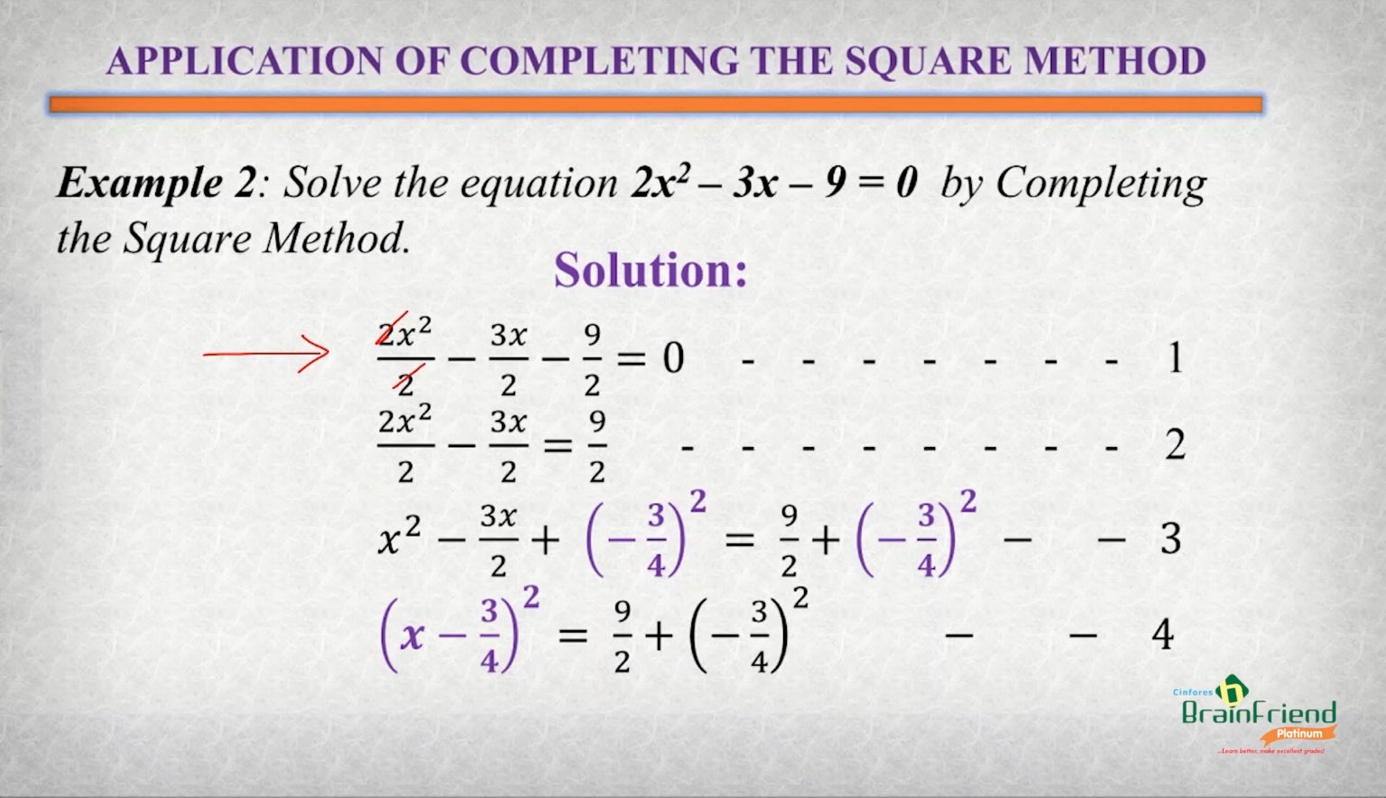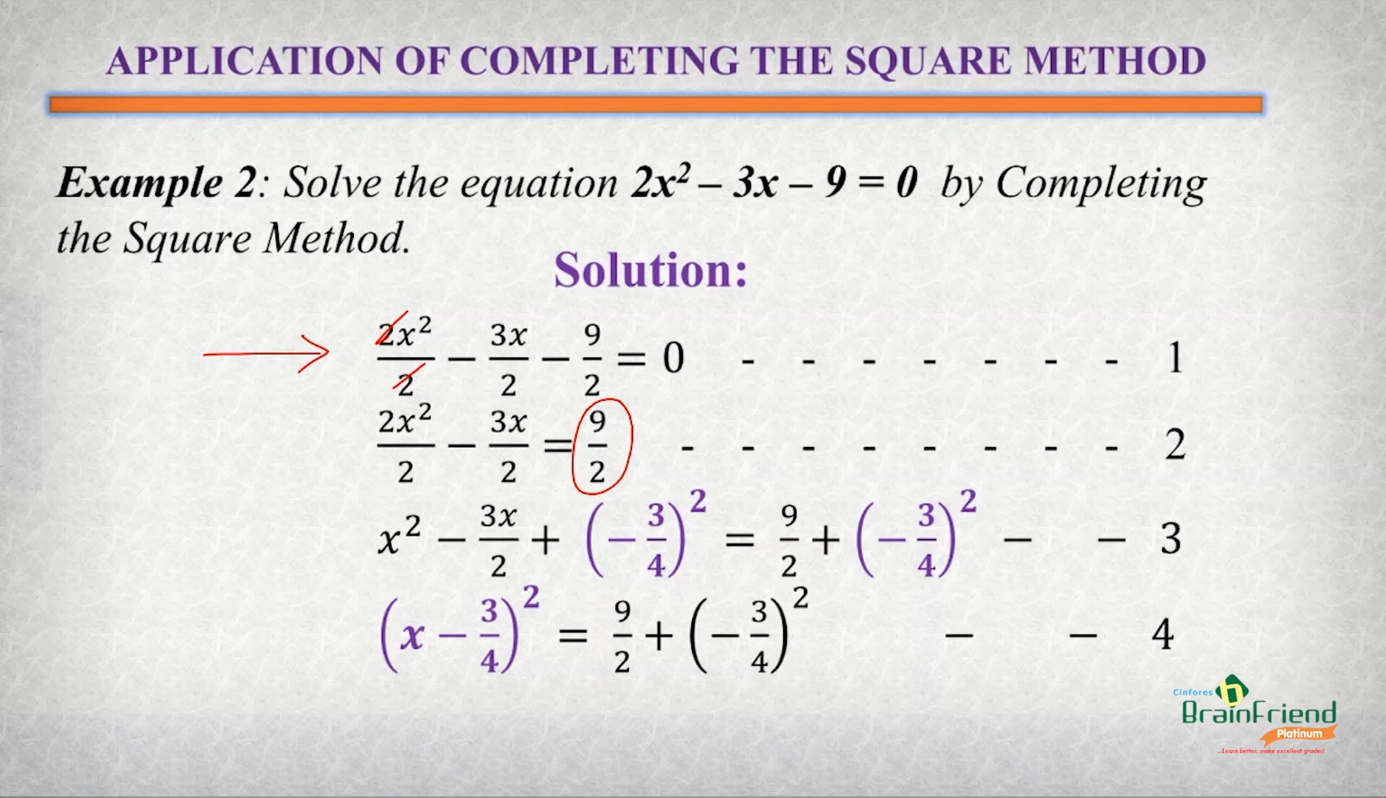However, minus 3 cannot be divided by 2. Also, minus 9 cannot be divided by 2, so we leave them like that. Next, we move the constant term to the right-hand side. So we add 9 over 2 to both sides. If we do that, minus 9 over 2 from the left-hand side will be eliminated.